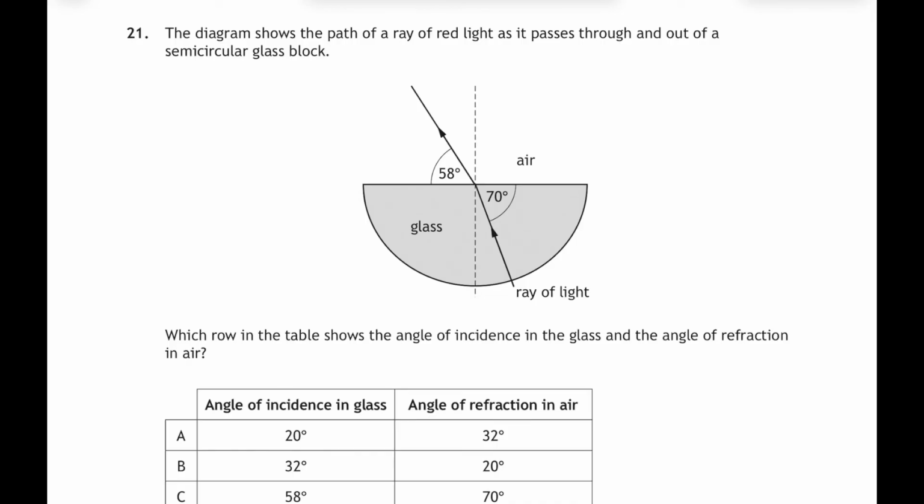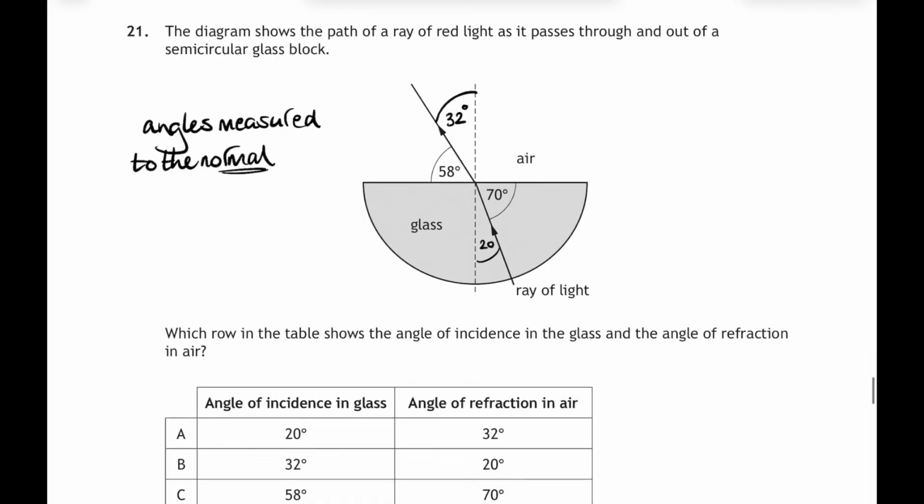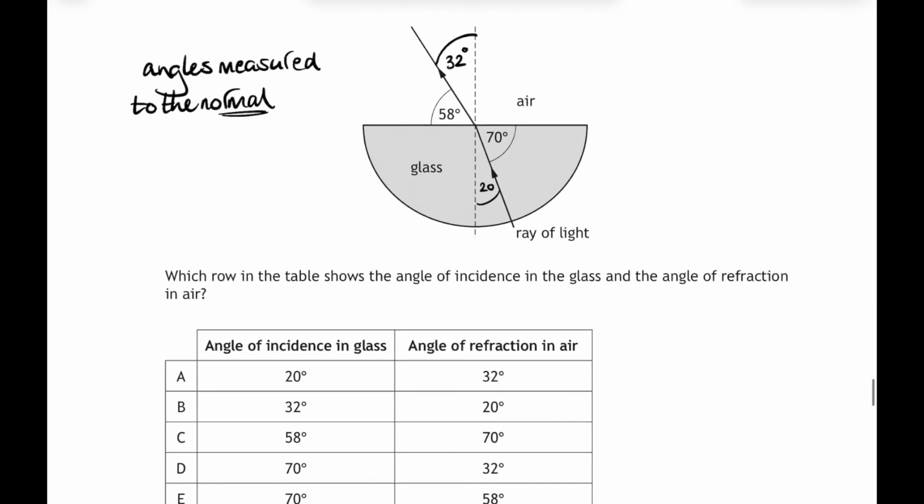Well, the thing to remember about ray diagrams is that the angles should always be measured to the normal. And the angles that were given on the diagram are measured relative to the side of the block. So we need to find the missing angles relative to the normal. So in air it will be 32 and in the glass it's 20. So the angle of incidence in the glass measured to the normal is 20 degrees, and the angle of refraction in air is 32. That's answer A.